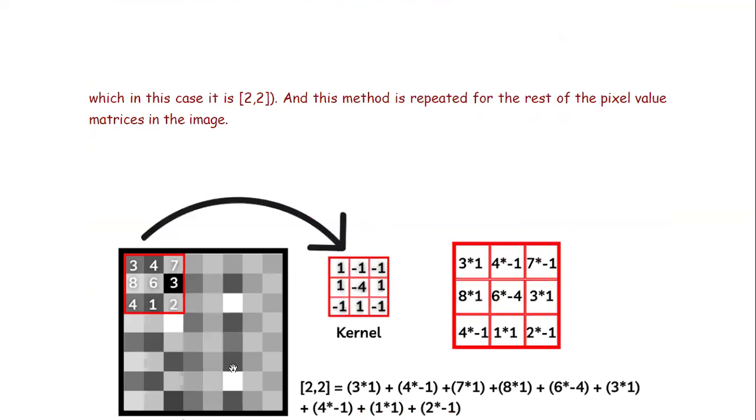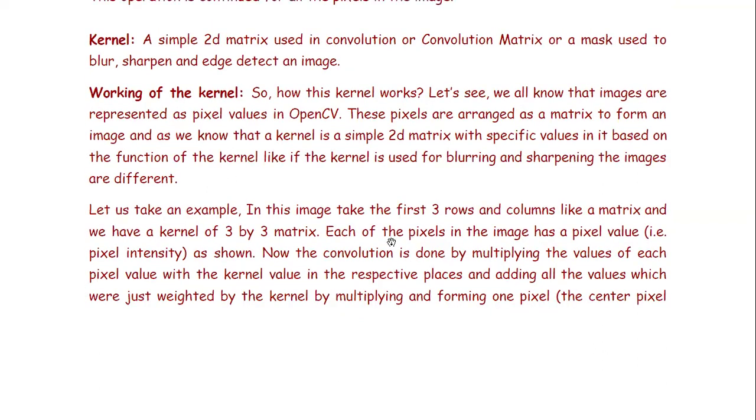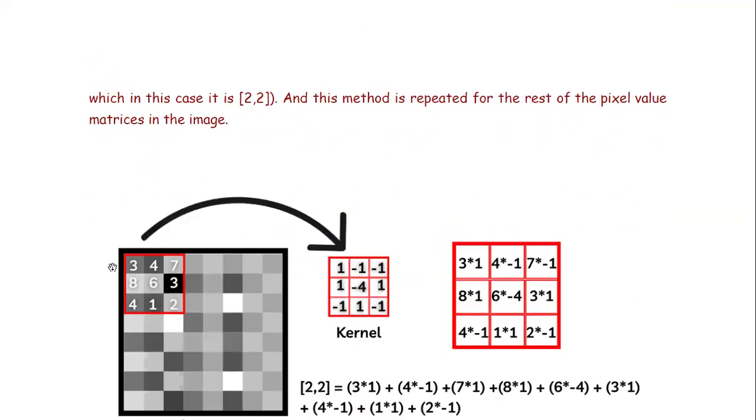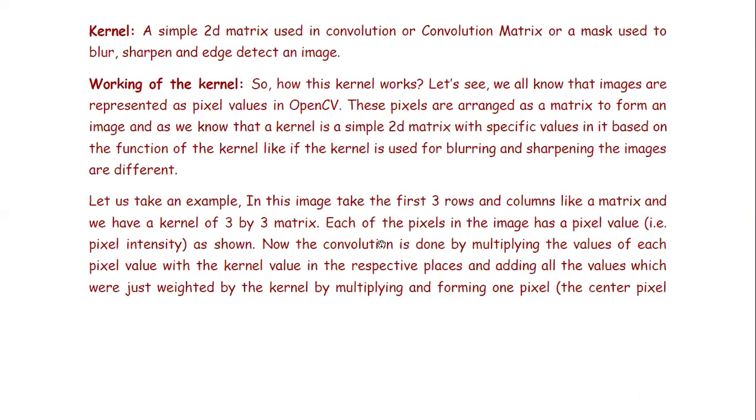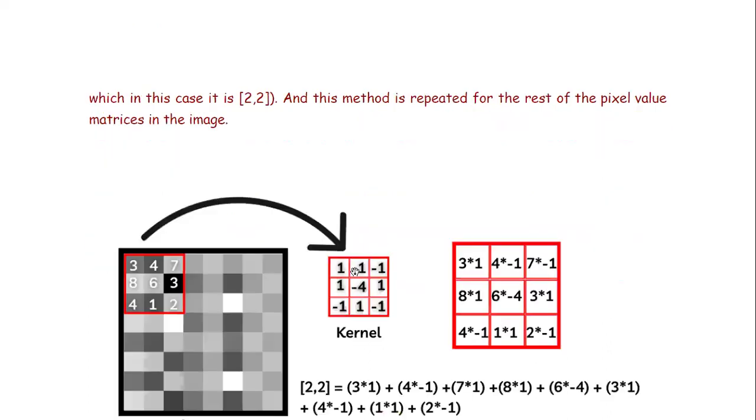Okay, now let's take an example. Take an example of this image we are talking about. Here, how many rows are there? 1, 2, 3, right? So the first 3 rows and columns, like a matrix. We have a kernel of 3 by 3 matrix. Each of the pixels in the image has a pixel value, that is pixel intensity.